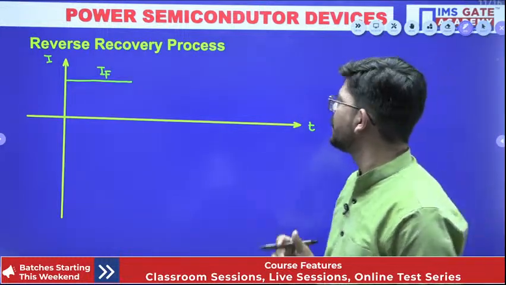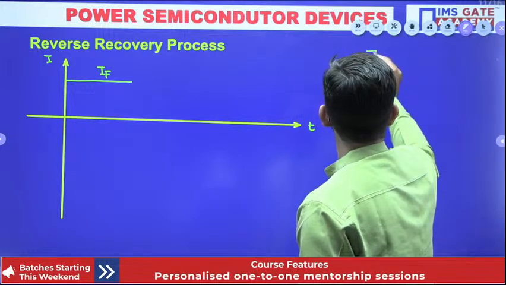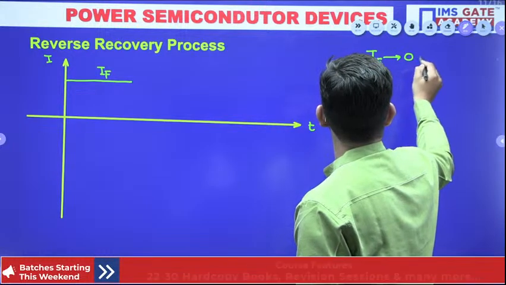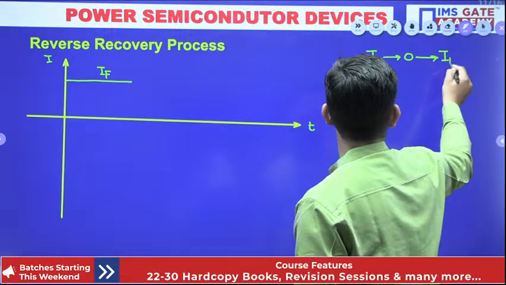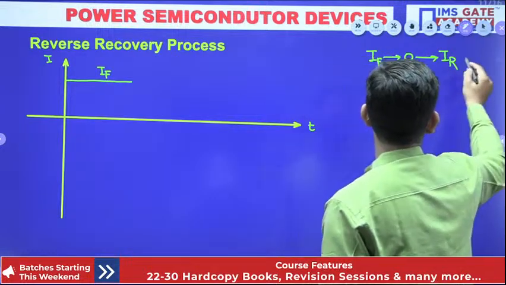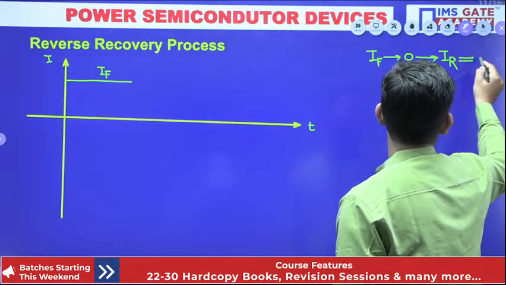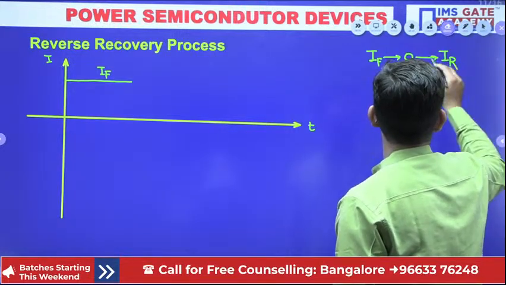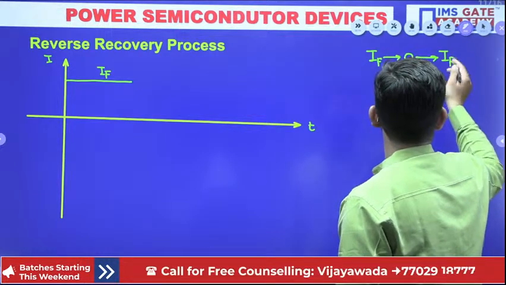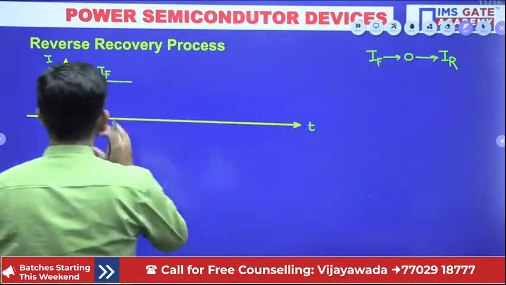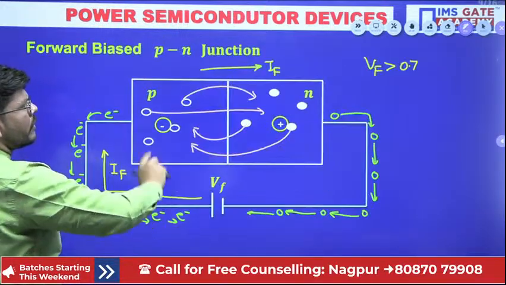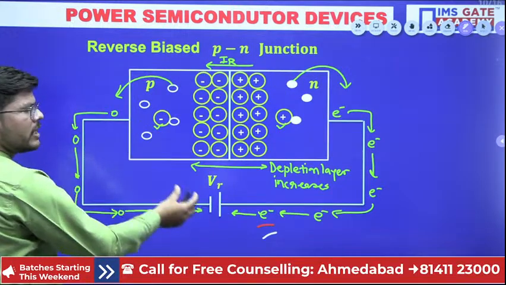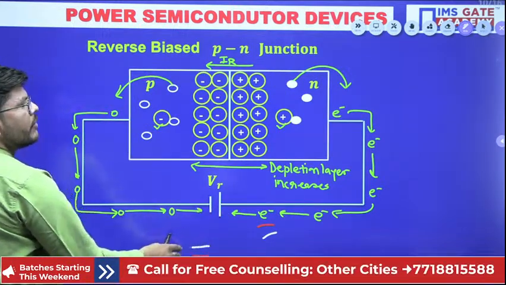Now what will happen if we apply the reverse bias voltage? When we apply the reverse bias voltage, our current IF will first get to 0 and then it will go to a current IR, and then when the reverse recovery process completes, it will become 0. So first, the IF current will go to 0 and then it will go to IR. Suppose we are in this stage, first of all, where we have the IF current, the forward current, flowing. Now we are moving into this stage, we are applying a negative voltage. We want to turn off our device.